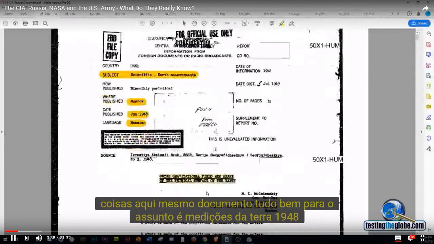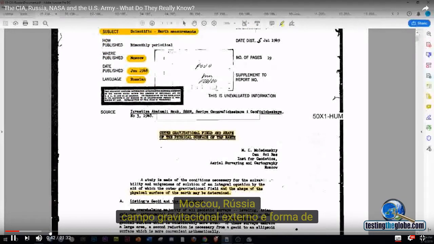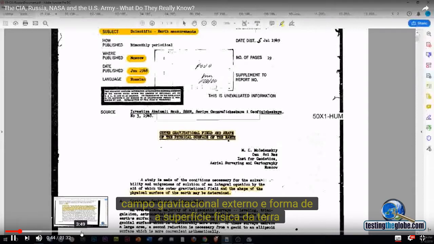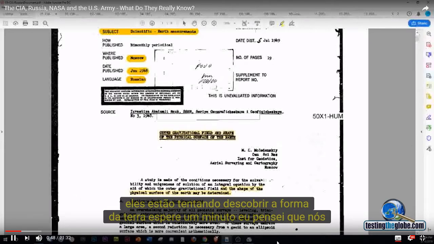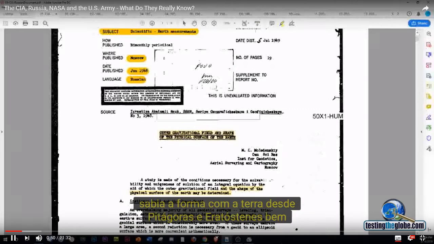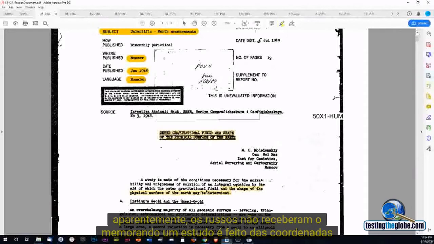All right, so the subject is Earth measurements, 1948, Moscow, Russia. Outer gravitational field and shape of the physical surface of the Earth. They're trying to figure out the shape of the Earth? Wait a minute. I thought we knew the shape of the Earth since Pythagoras and Eratosthenes, right? Well, apparently the Russians didn't get the memo.